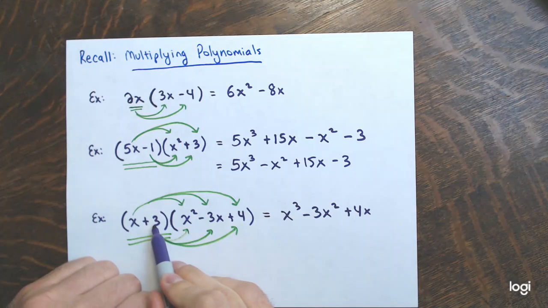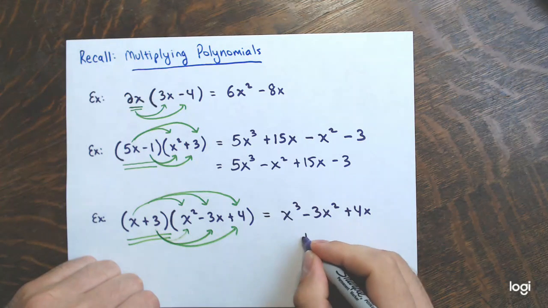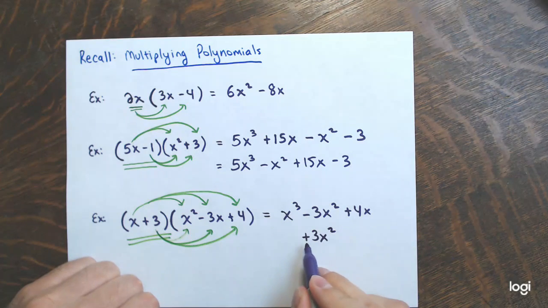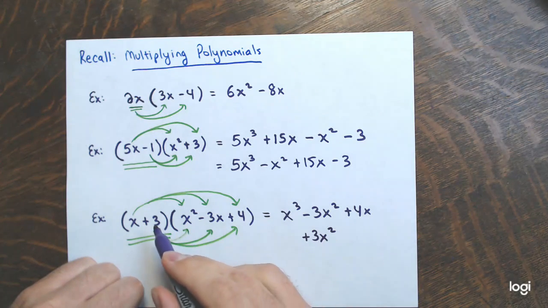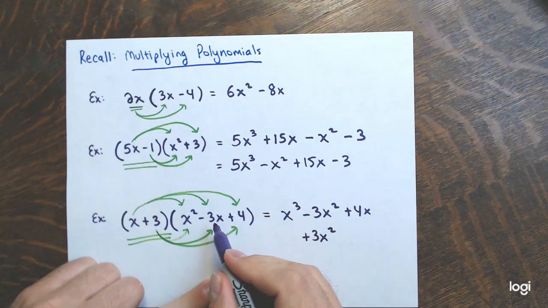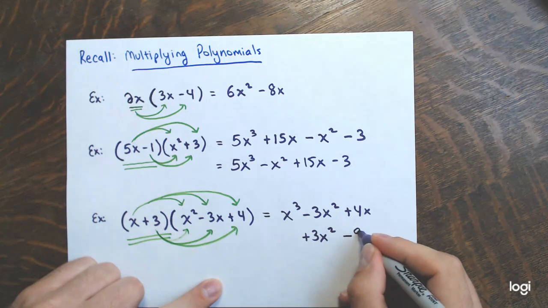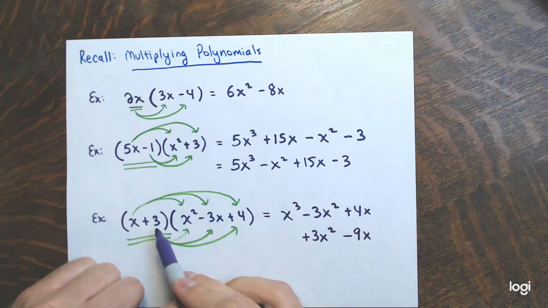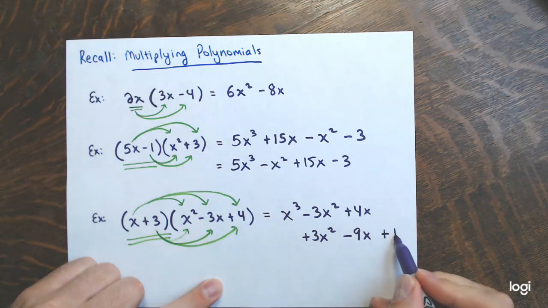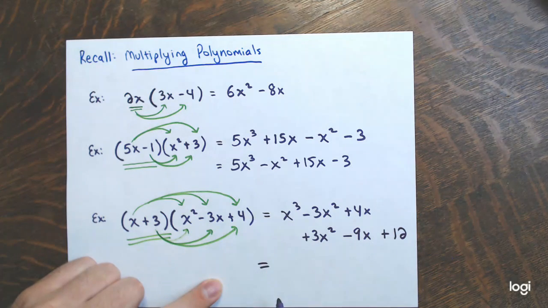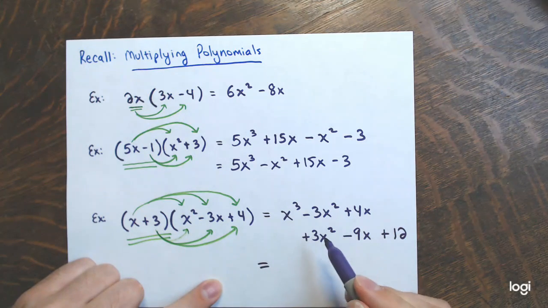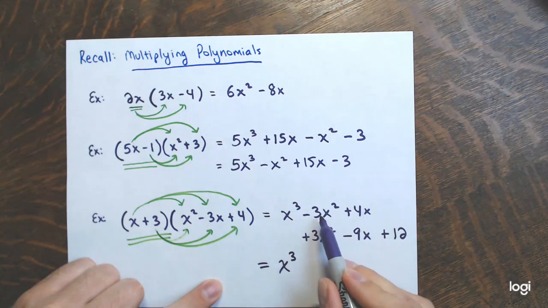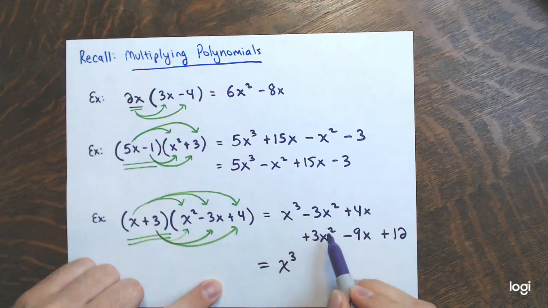So 3 times x squared would be positive 3x squared. All right, and because I don't have a lot of room here, I'm going to put it down here, positive 3x squared. And the positive 3 times the next term, the negative 3x, would be negative 9x for the next term in the product. And then 3 times 4, positive 12. And then combining some like terms, the terms both with x squared or both with x here, we get x to the third as the first term. There's no x squareds in this example, right?